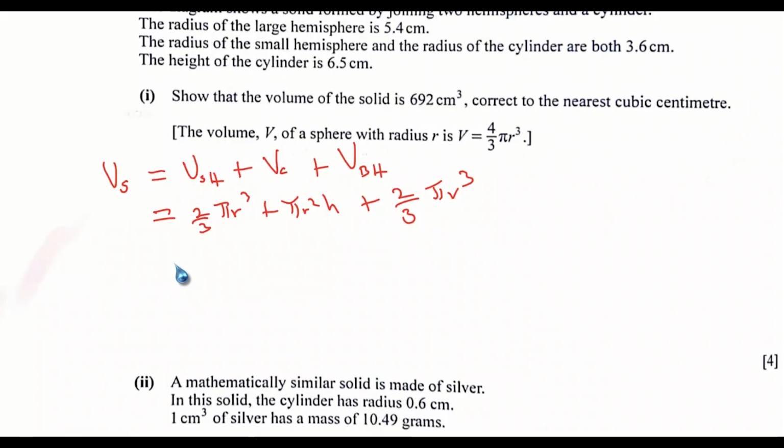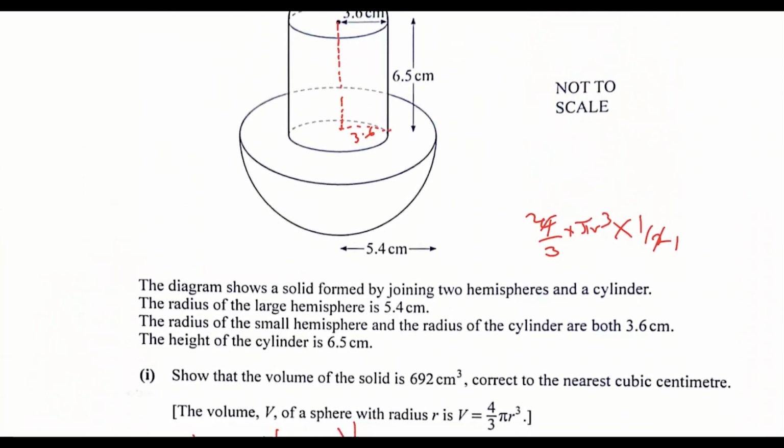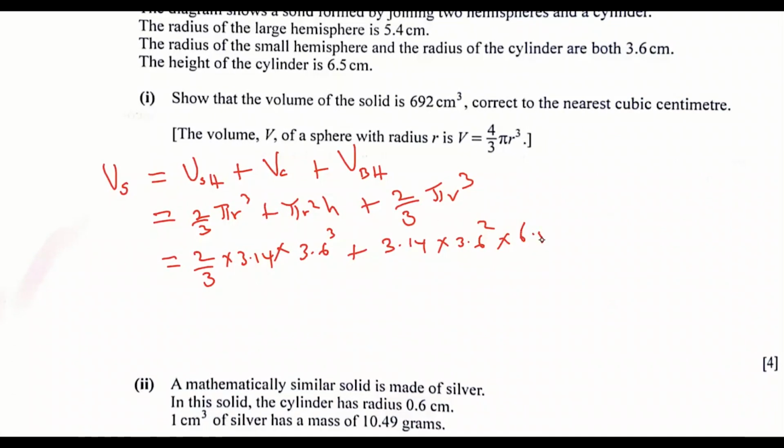So let's key in the values. This gives us 2/3 times 3.14 times 3.6 cubed, plus 3.14 times the radius of the cylinder, which is also 3.6 squared, times the height, which is 6.5, then plus 2/3 times 3.14 times the radius of the big hemisphere, 5.4 cubed.